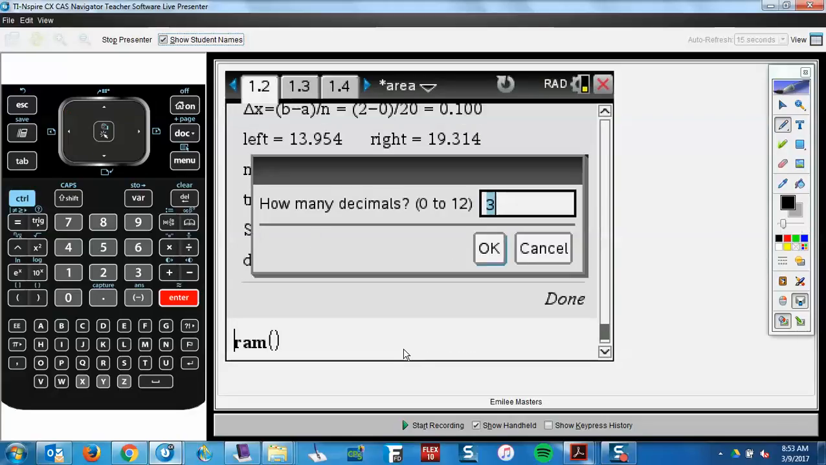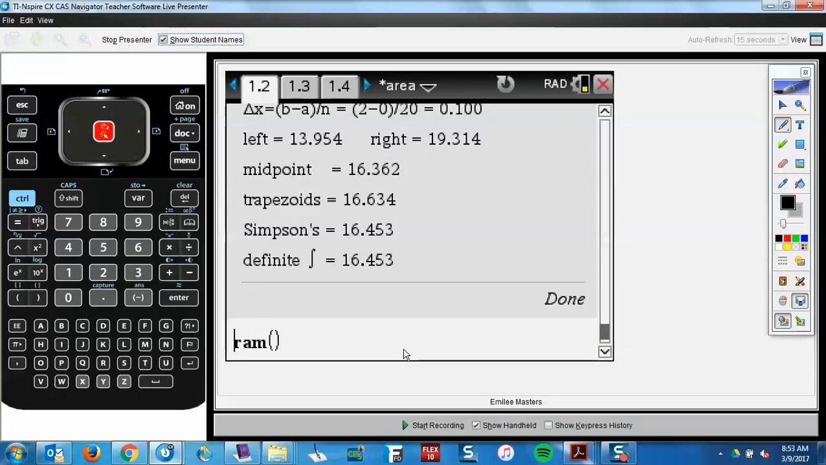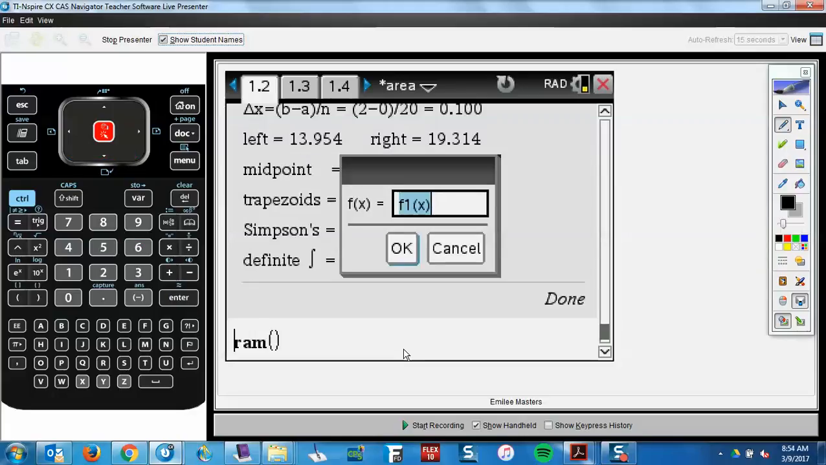Okay, so let's do 6 decimal places. Then the function is sine of x squared.